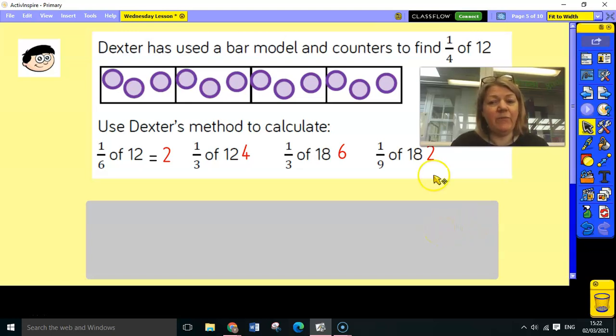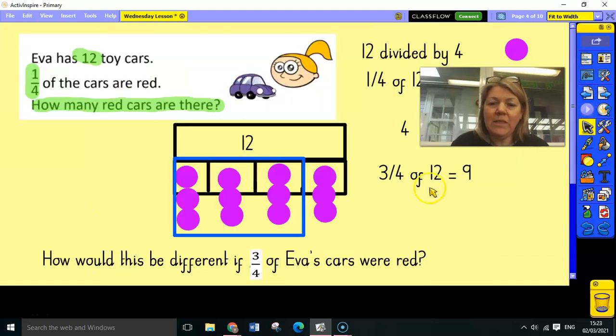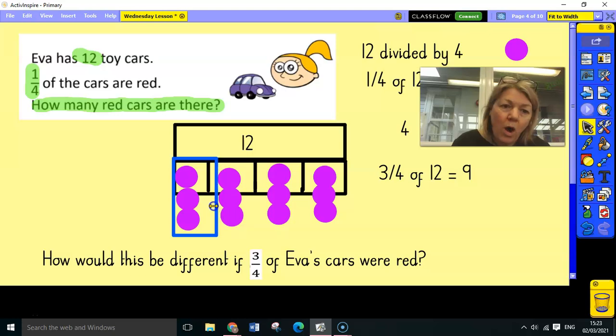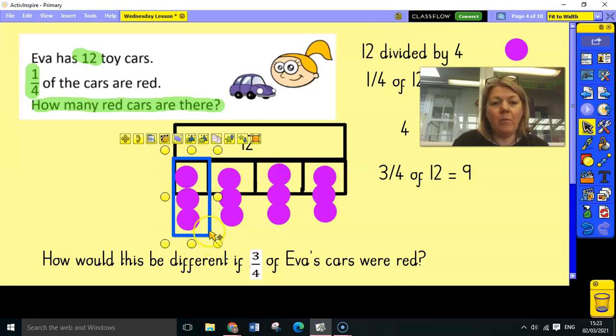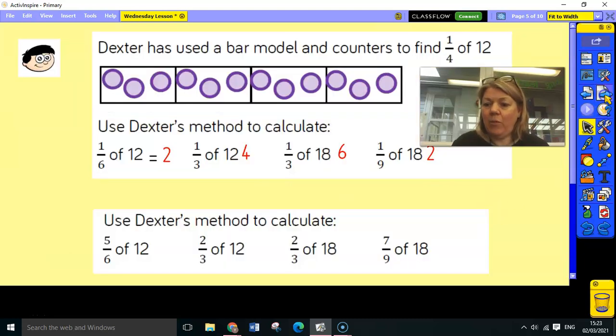If you did find them tricky, I suggest you use a bar for this next bit. Because now what we're going to do is use Dexter's method to calculate. We're not looking at unit fractions now, we're looking at non-unit fractions where the numerator is greater than 1. So think about what we did here. When Eva was finding 1/4, we counted 1 part. When she was finding 3/4, we counted 3 parts. So use that to help you here. Use Dexter's method to calculate 5/6 of 12, 2/3 of 12, 2/3 of 18, and 7/9 of 18.